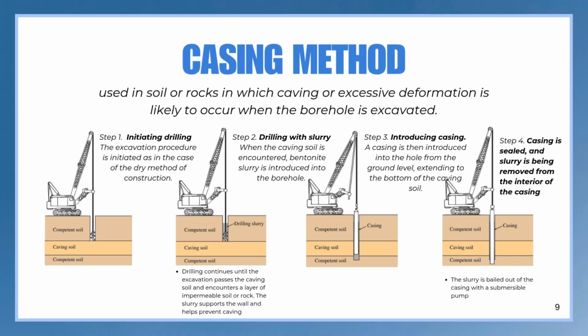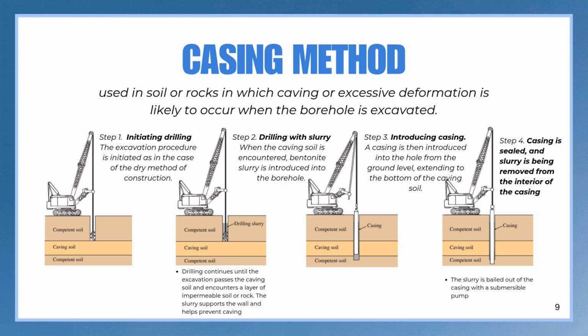Casing method, commonly used in soil or weak rock formations where there is a risk of collapse or excessive deformation during drilling or excavation. This method ensures the stability of the borehole by installing the protective casing as the excavation proceeds. Steps in casing method. Step 1, same as the dry method, initiate drilling.